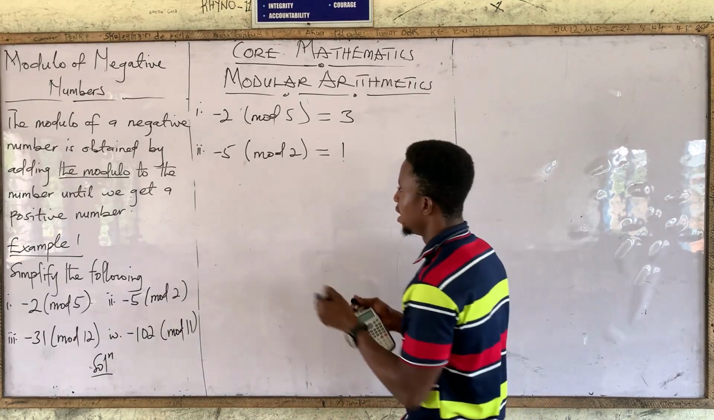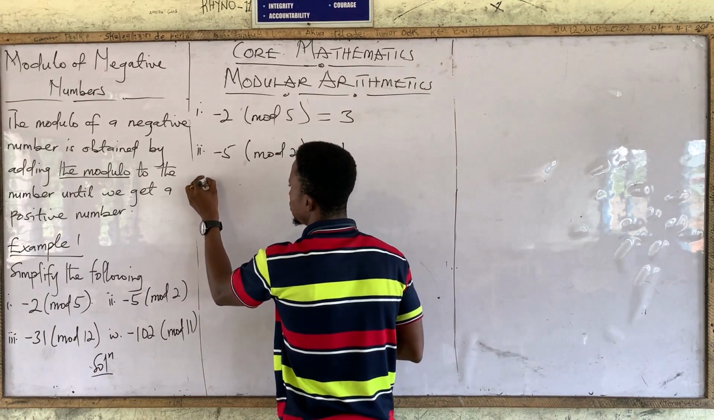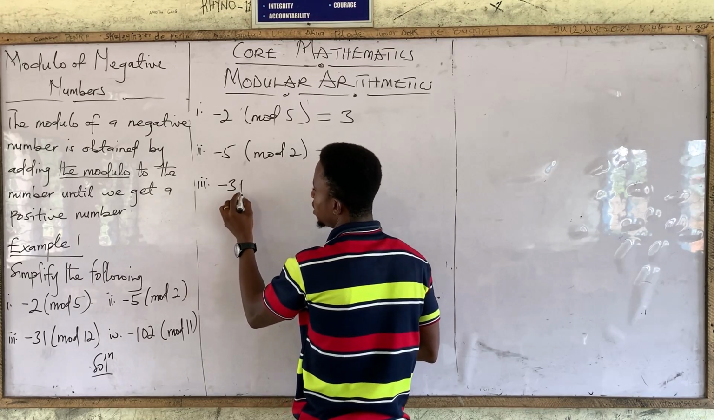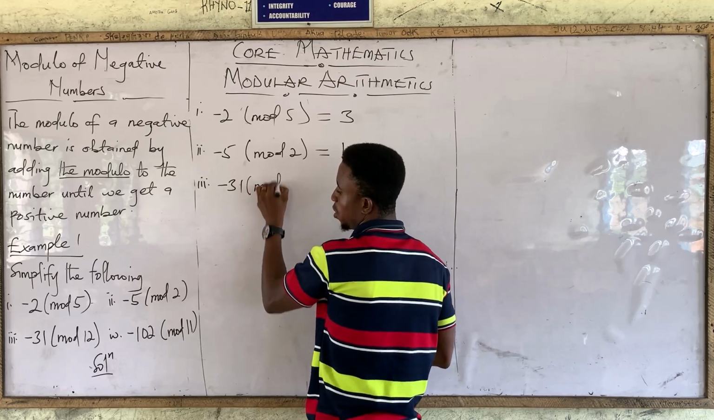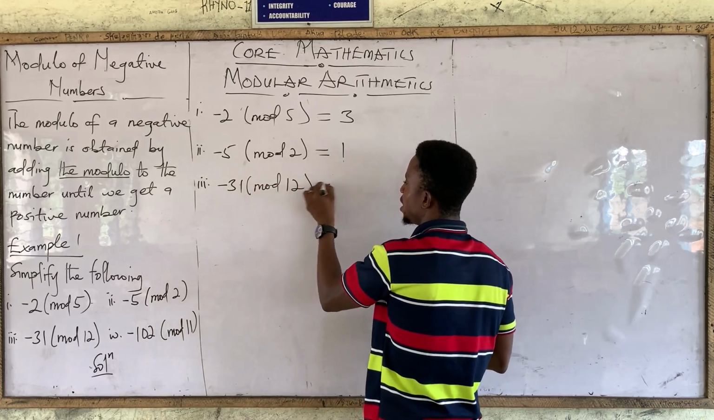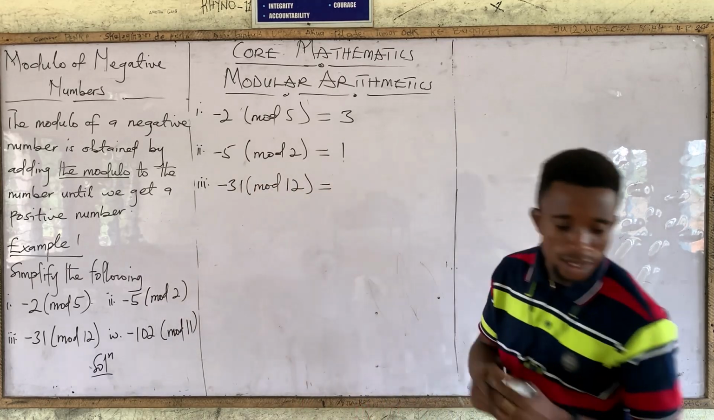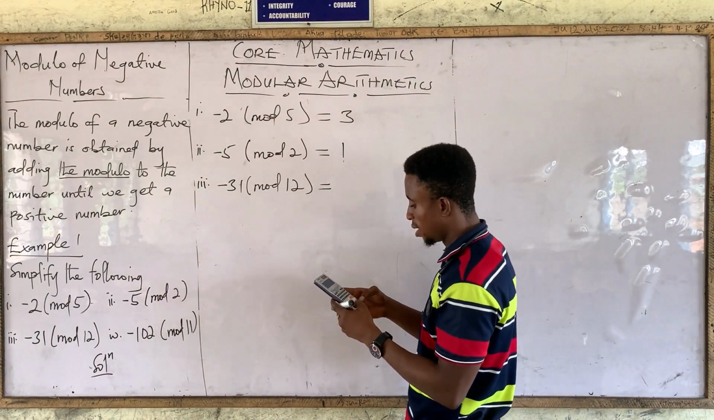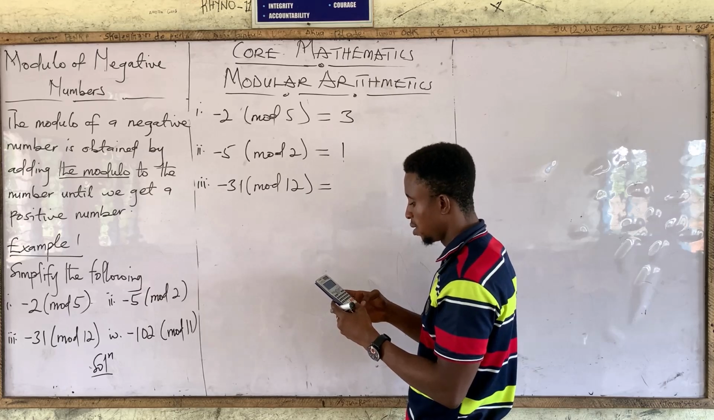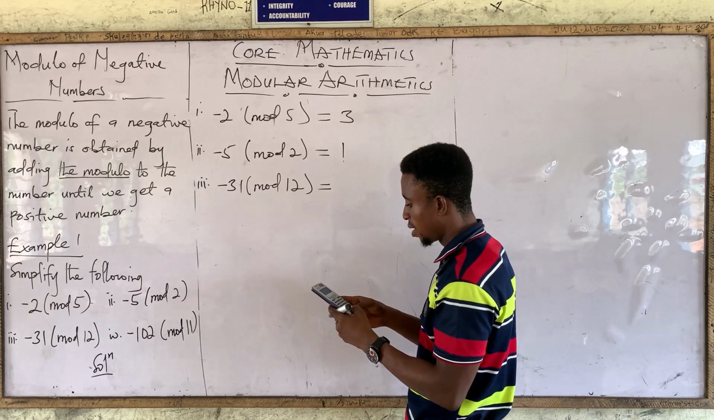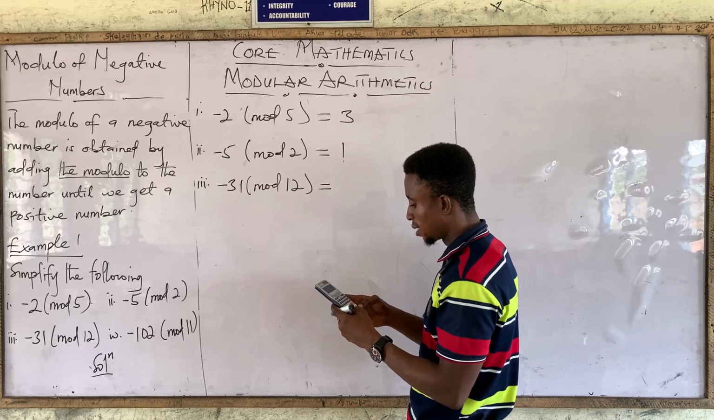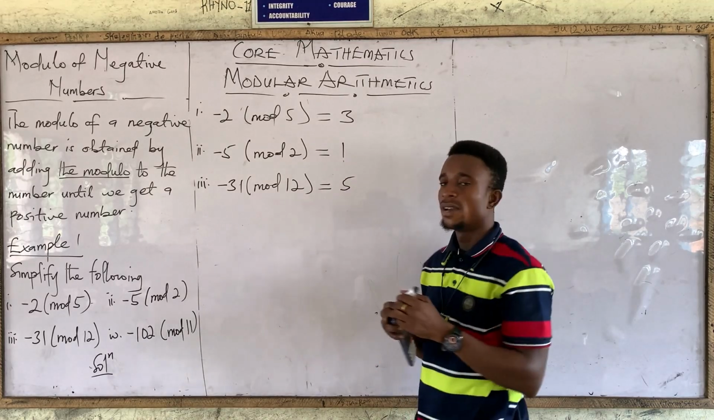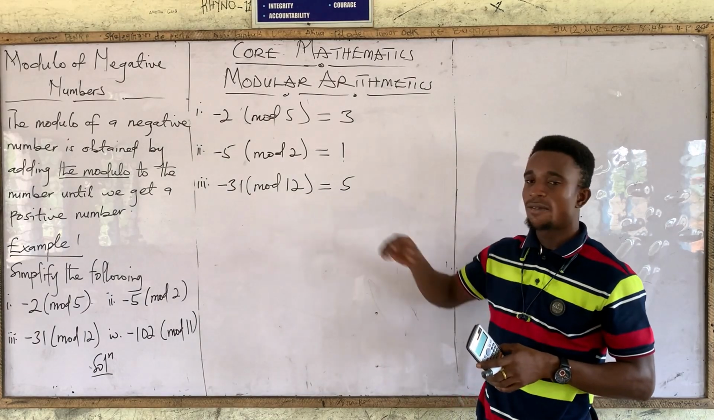That is good. Then the third one says negative 31 in mode 12, and is equal to. Okay, so now I have negative 31, then plus 12, plus another 12, plus another 12. And that one is now getting me 5. Please, do we get that? So that is that for this one too.